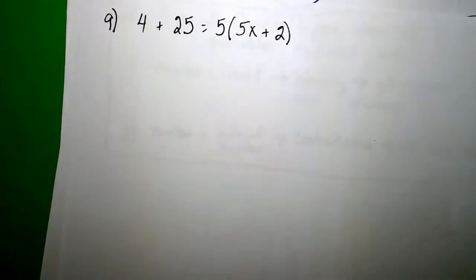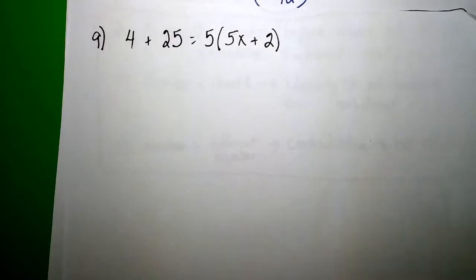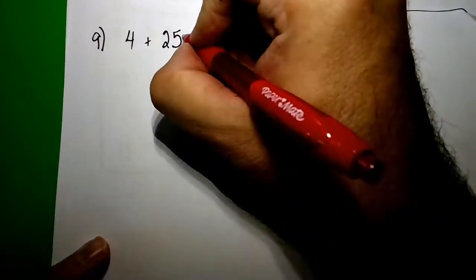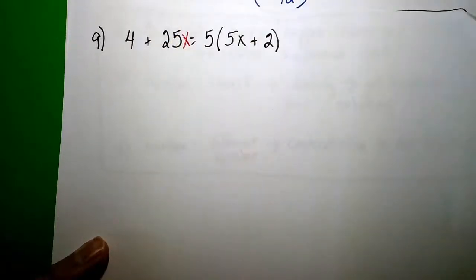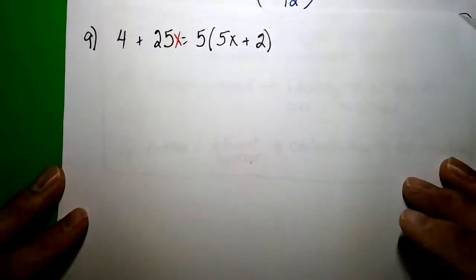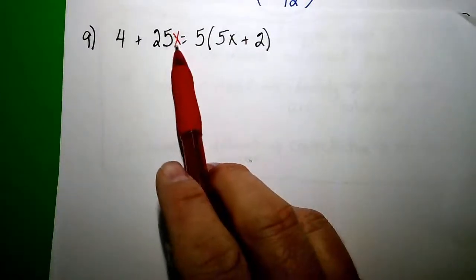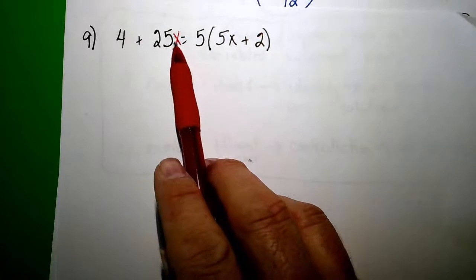Well, we know how to handle something like this. Oops, I miscopied the problem. We make the correction right here. There should be an x right there. 4 plus 25x equals 5 times 5x plus 2. The reason I put this x in red is because I'd forgotten to write it down. I want y'all to be sure to make that correction.